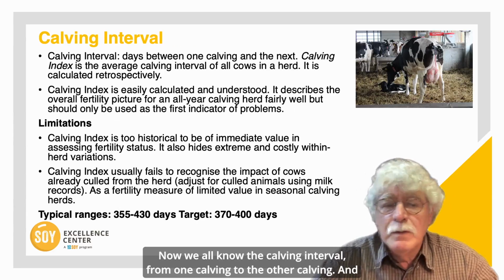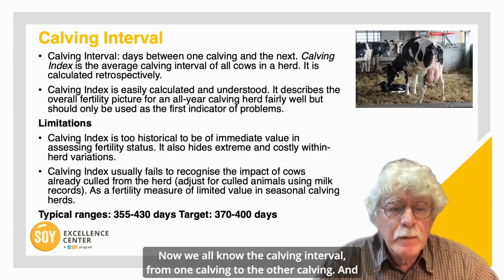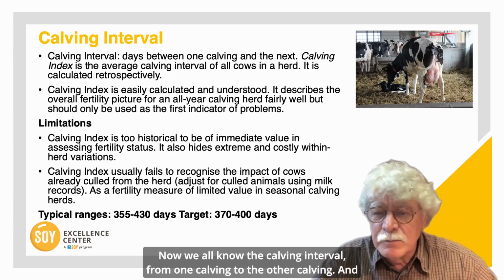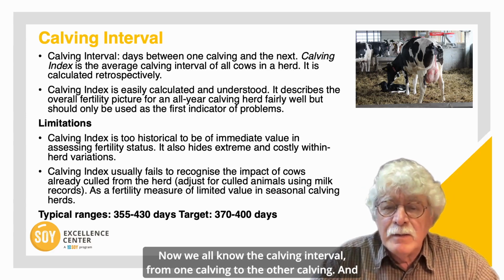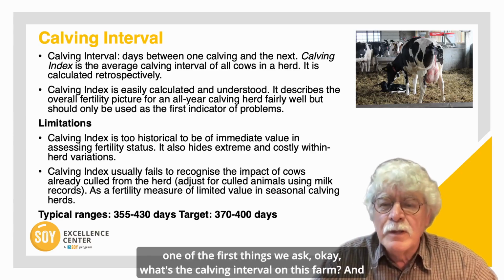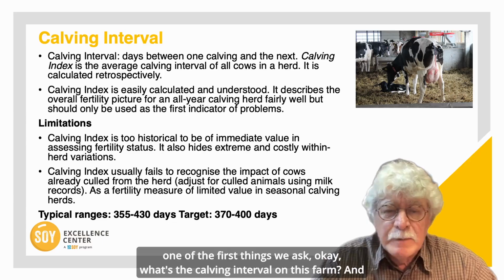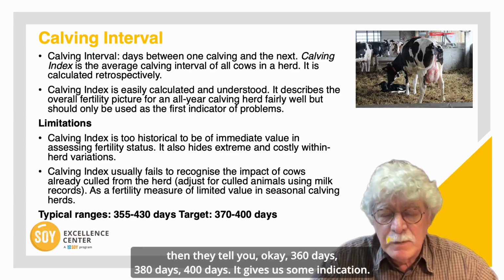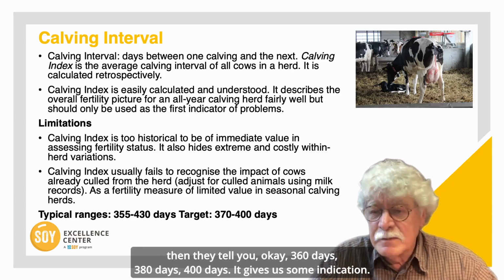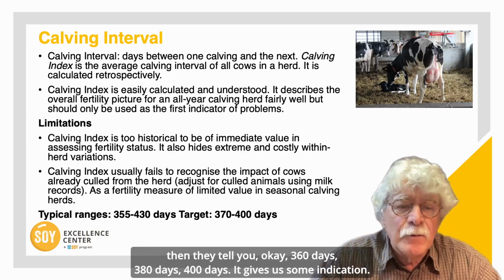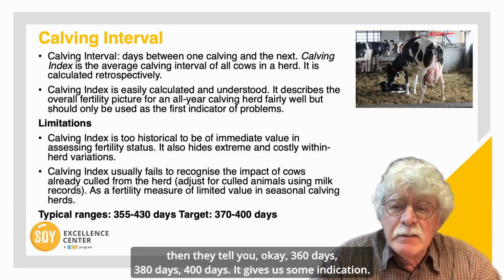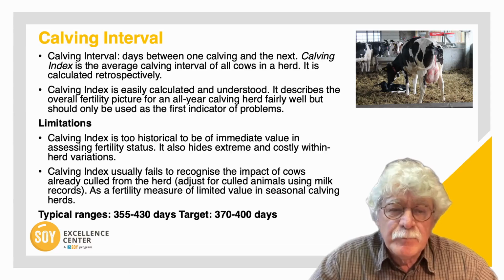Now we all know calving interval, from one calving to the other calving. And one of the first things we ask, okay, what's the calving interval on this farm? And then they tell you, okay, 360 days, 380 days, 400 days. It gives us some indication.